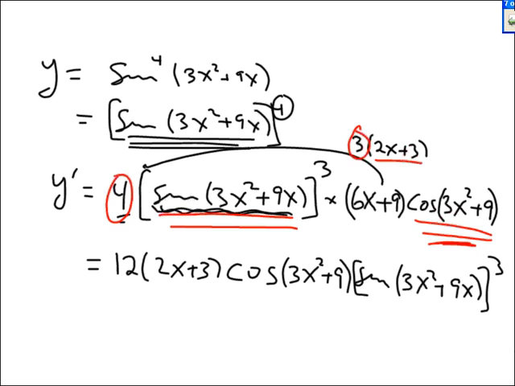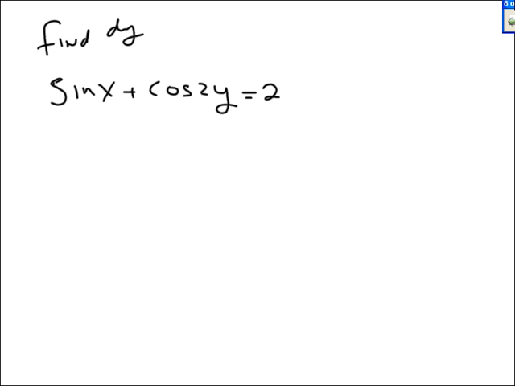Let's do one or two implicit problems. Find the derivative implicitly, that is, using implicit differentiation. Suppose sine x plus cosine 2y equals 2, and you want to find dy dx at the point pi over 2, 0 for that function.